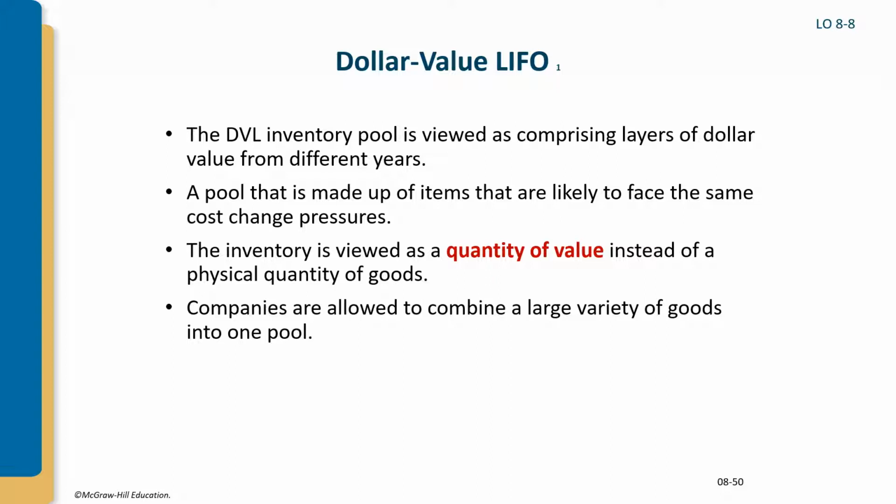Finally, dollar value LIFO: an inventory pool is viewed as comprising layers of dollar value from different years. The pool is made up of items that are likely to face the same cost change pressure, so they may increase together or decrease together. The inventory is viewed as a quantity of value. So it's not looked at as physical quantity, but dollar quantity. Companies are allowed to combine a large variety of goods into one pool.